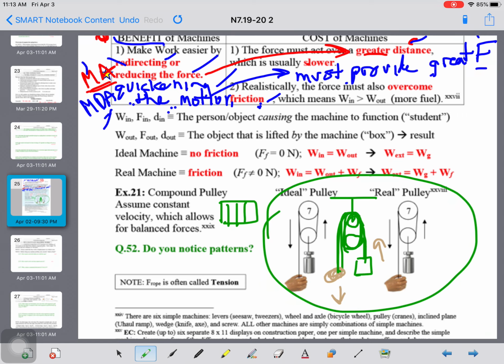When you pull this, the force required is less. It's pretty cool. However, there's a cost. So this force may cut in half. This may become F over 2. However, there's a cost, and the cost is the distance becomes D over 2. So you pull down 1 meter, this only goes up half a meter now. And the truth is, with friction, it actually would go up even less than that.